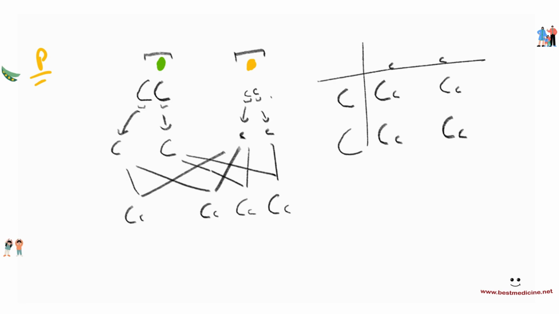Now all the resulting offspring have the capital C allele, which is the dominant allele, which means that the peas that they produce are going to be colored green. All of them are going to be producing green peas.